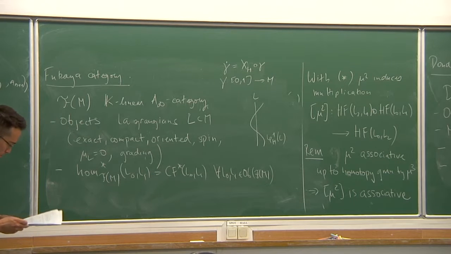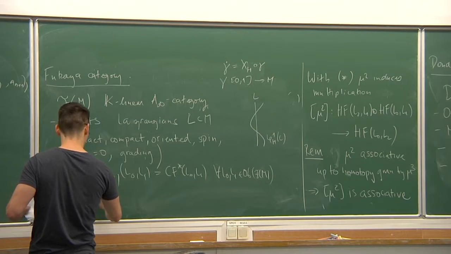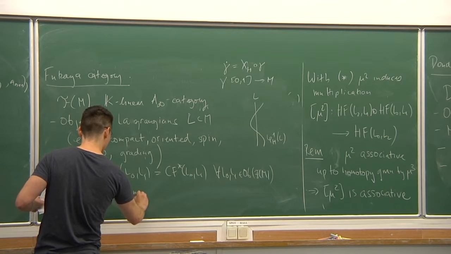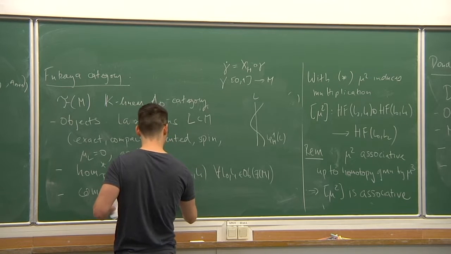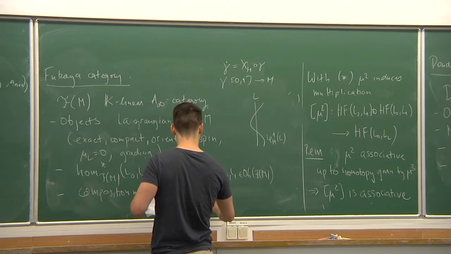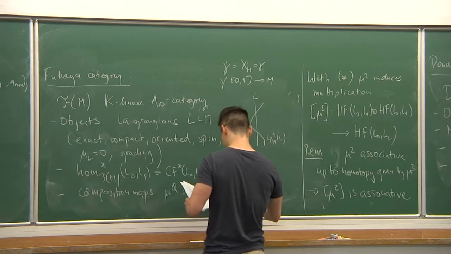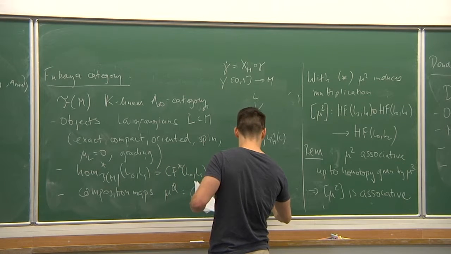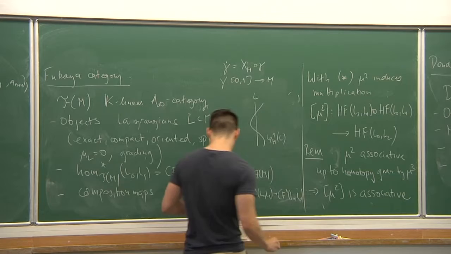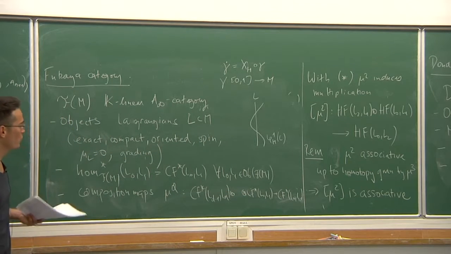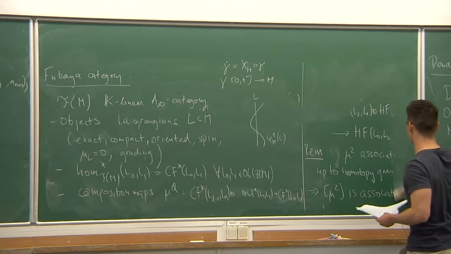So now we have composition maps, which are precisely these maps from before, mu d, from CF*(L_{d-1}, L_d) tensor through CF*(L_0, L_1) into CF*(L_0, L_d). And now we have to show that these composition maps satisfy these A-infinity associativity equations.